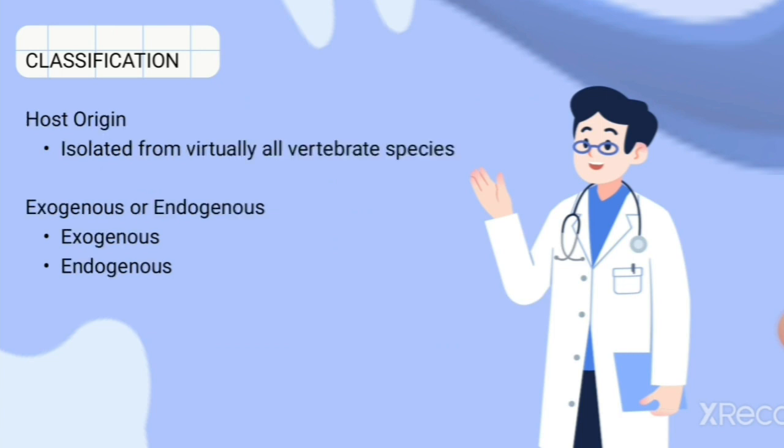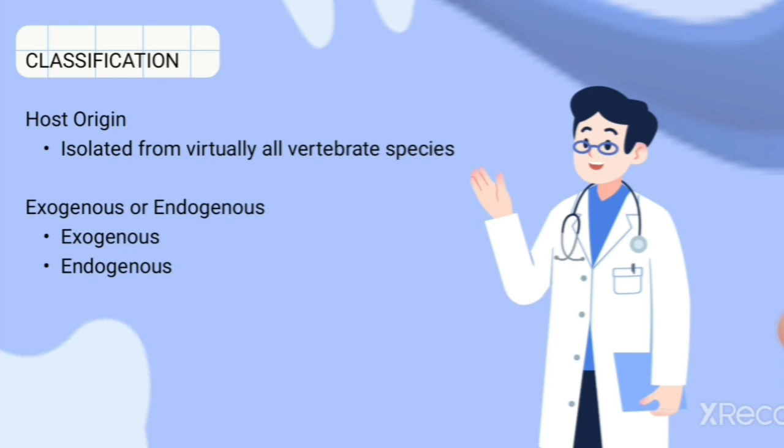So for the host origin, retroviruses are isolated from virtually all vertebrate species. Natural infections are usually limited to a single species. And then all mammalian viruses are more closely related to one another than to those from avian species.